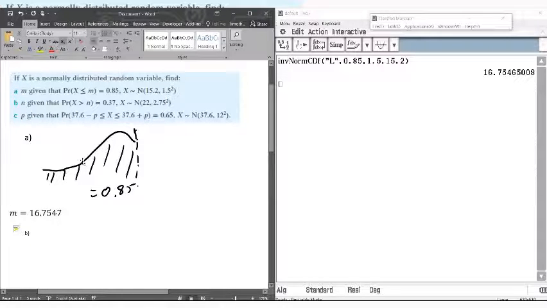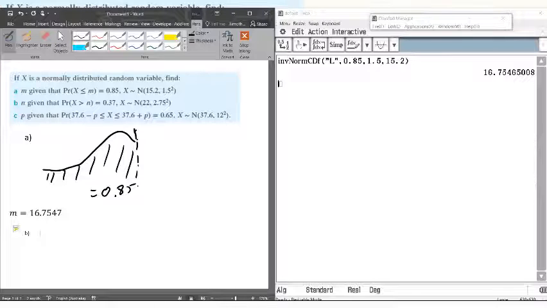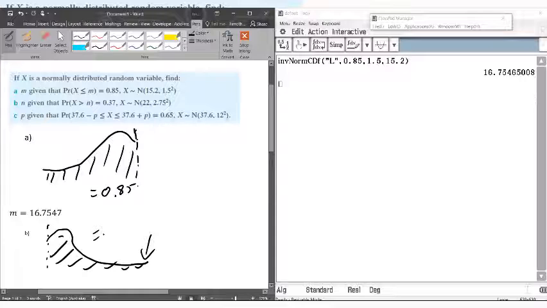All right, so we want n, given that the probability of x greater than n is equal to 0.37. This time we want to do the reverse. We want it so that it goes from the left side. The tail end is this end, on the right. This time we want it to equal 0.37.